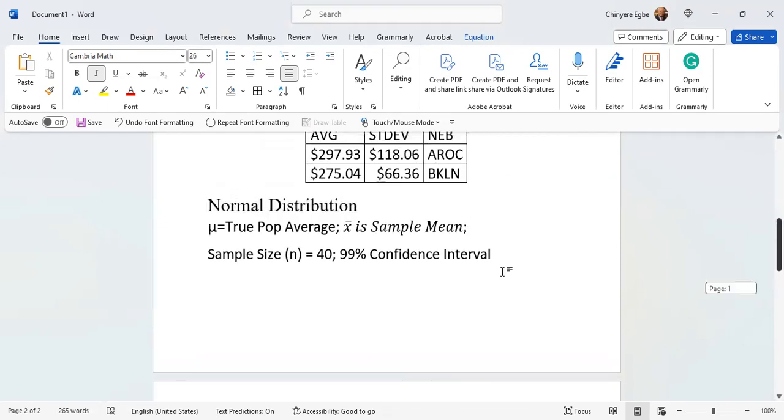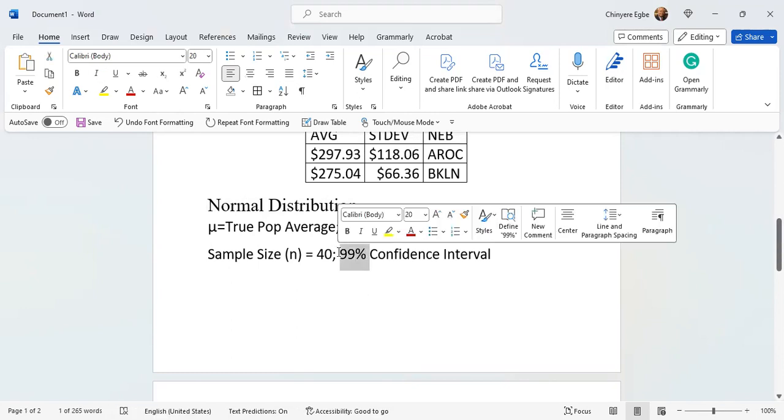Now, in order to do a confidence interval, you must select a level of confidence, a 99% confidence, a 98% confidence, a 90% confidence. If you choose a 90% confidence, you are saying that there's a 10% possibility that you're going to be wrong, okay? If you choose 99% confidence interval, you are saying that there's a 1% probability that you are going to be wrong, okay?